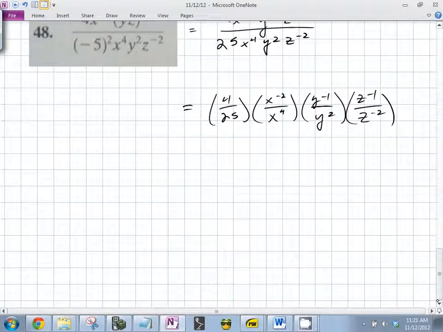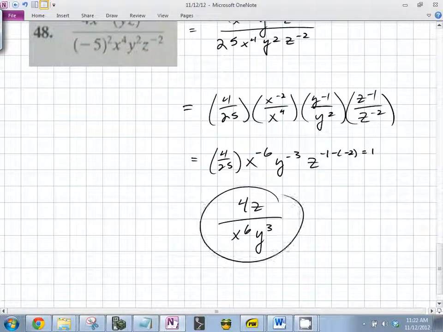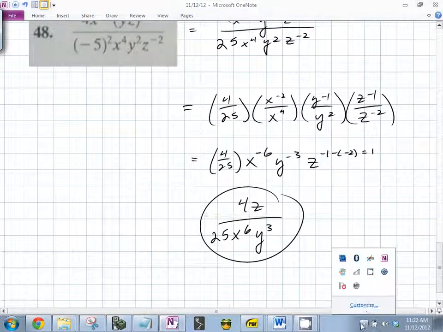Exactly. So what do you end up with? 4 over 25, x to the negative what? Y to the negative, and z to the, nope, nope. Z to the negative 1 minus negative 2 is 1. So this turns into 4z all over x to the 6th, y cubed. Oh, what's up? Oh, 25. There it is. There it is. It's subtraction. Don't forget subtraction.